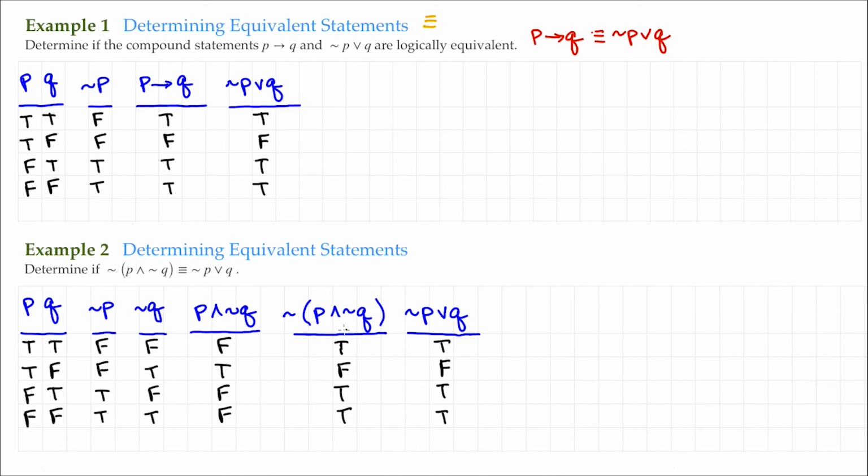So as we compare the truth tables, they're identical. So since they're identical, the statement, it is not true that P and not Q, is logically equivalent to not P or Q. So it works.